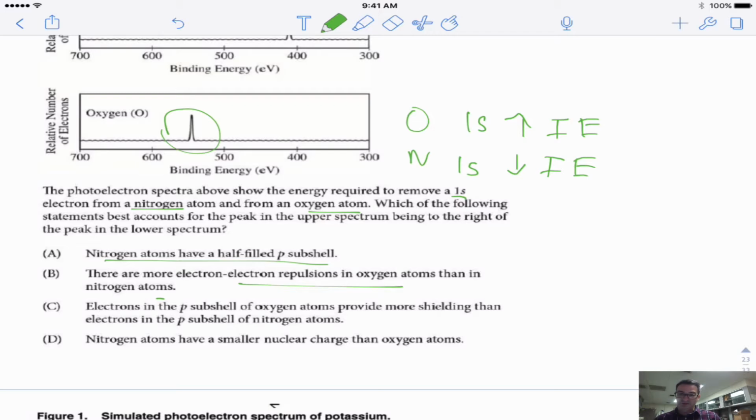Well, that is also kind of true, I guess, because there's that extra electron. Maybe if we're using Slater's equation, we would see that. But really, the nitrogen has a smaller nuclear charge. We're talking about the 1s electrons, the electrons closest to the nucleus. It has to do solely with nuclear charge. So D is our answer.